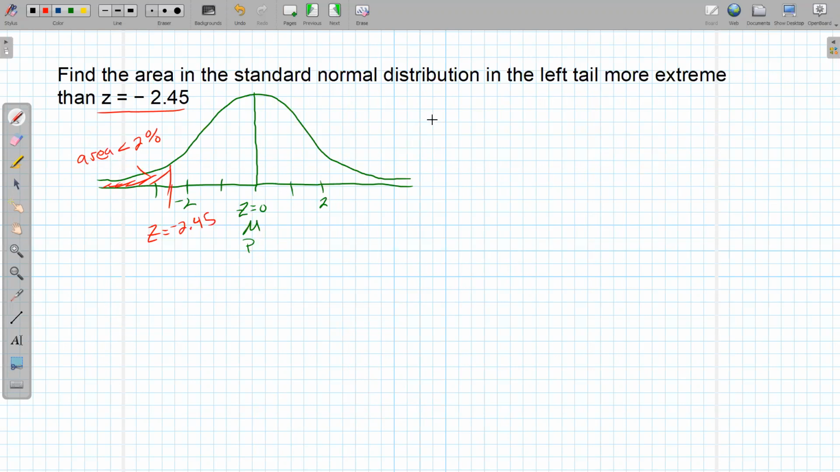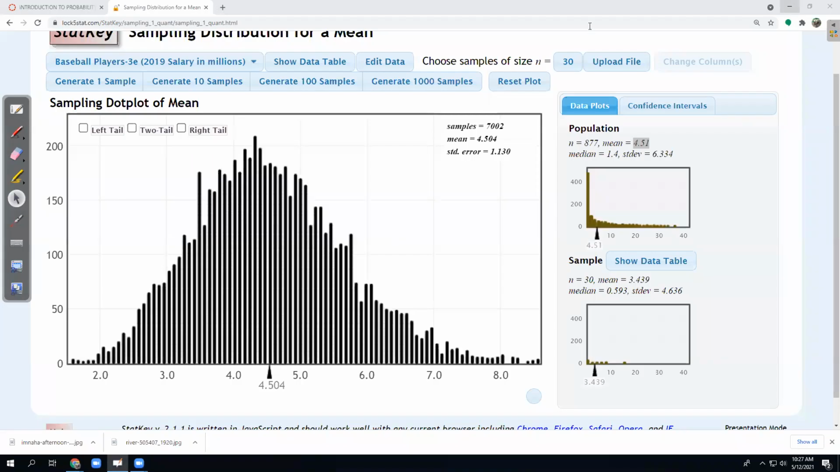So another way to state this question is, what's the probability a z-score is less than negative 2.45? Let me just double check. Find the area in the standard normal distribution in a left tail, which is less than, more extreme, more left, because I'm out here in a tail that's extreme to the left. So that again confirms less than. To answer this, I got to go to StatKey or a spreadsheet. I'm going to go to StatKey.